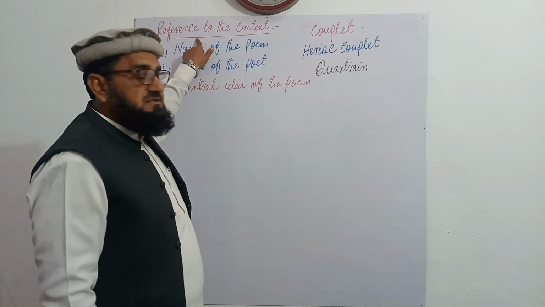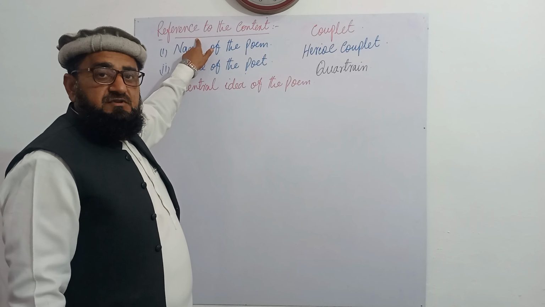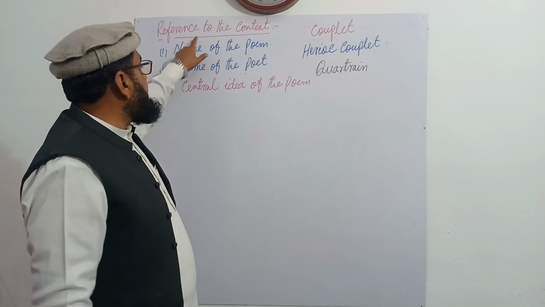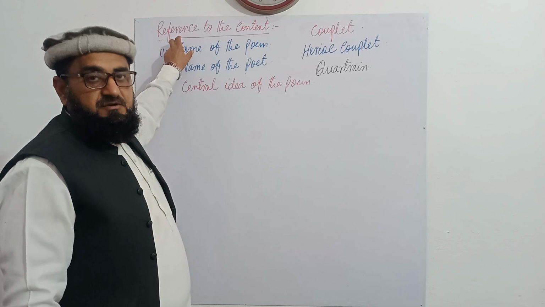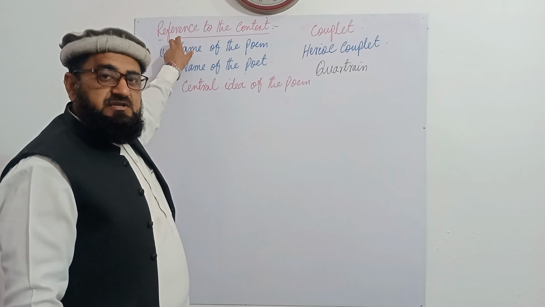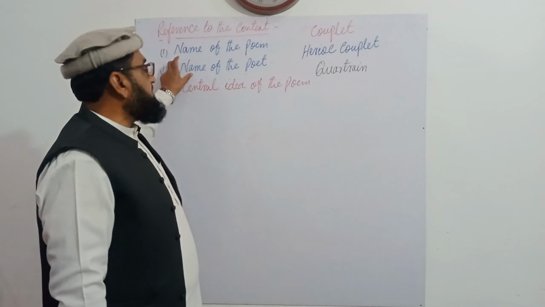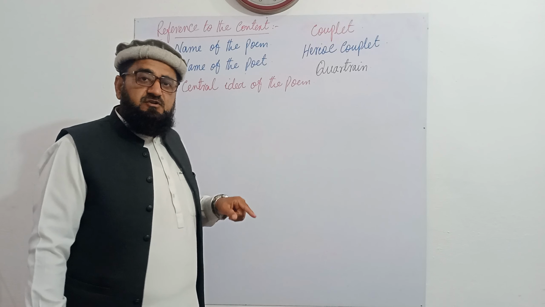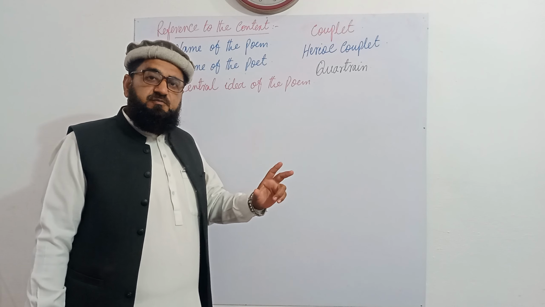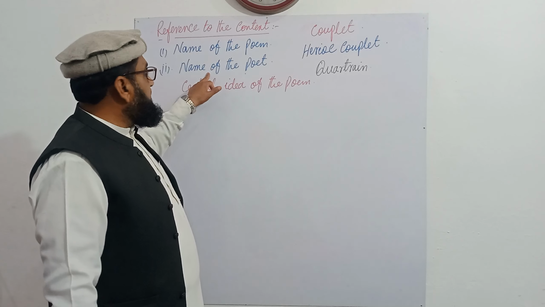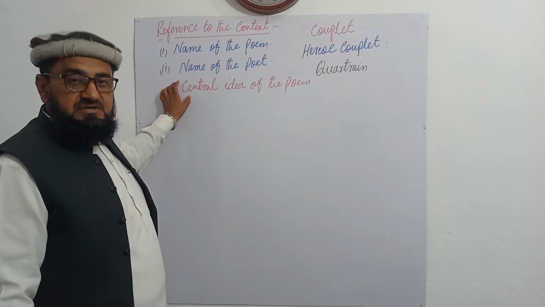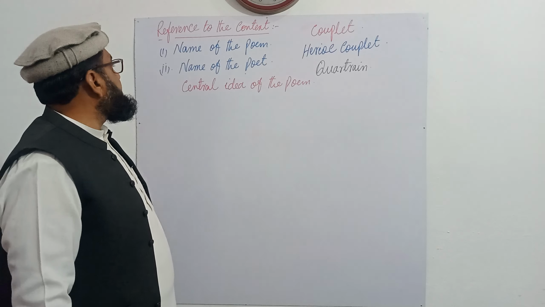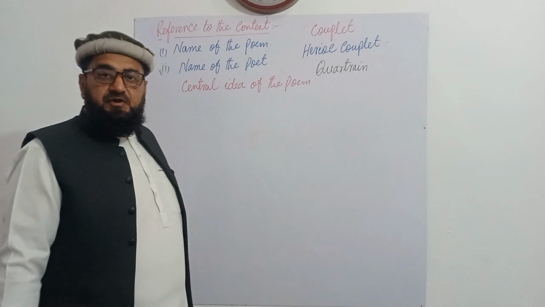Reference to the context, that question will be given to you and you will explain in such a way. The important thing within reference to the context is the name of the poem. Another is the name of the poet. First of all you will pay attention to the name of the poem, and then to the name of the poet. And the third important thing is the central idea of the poem.